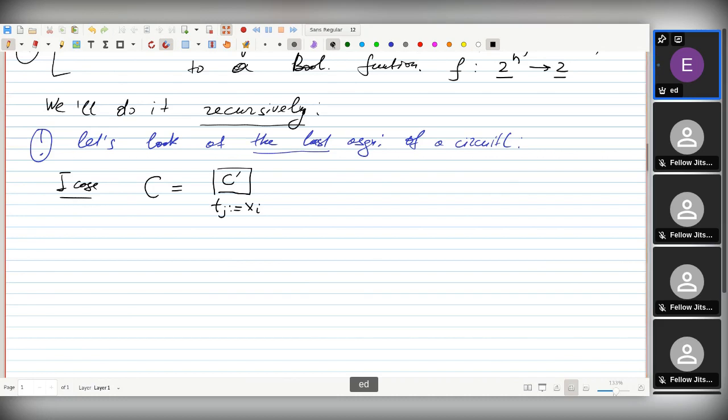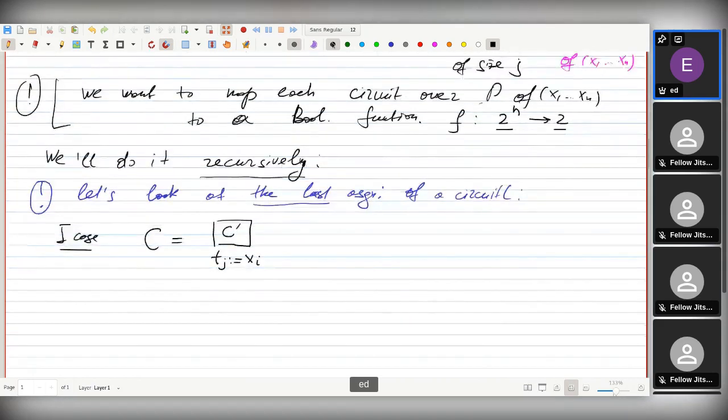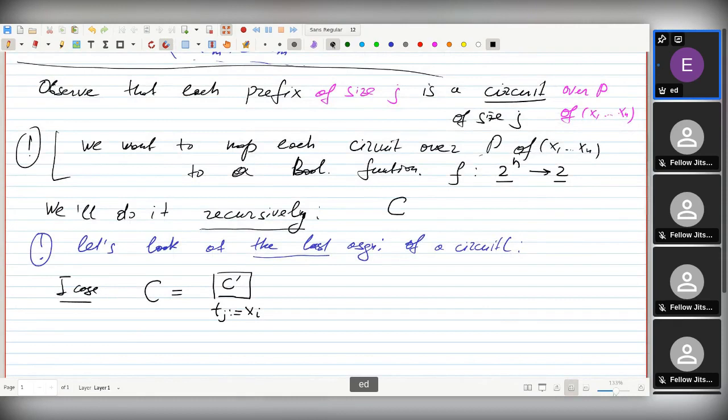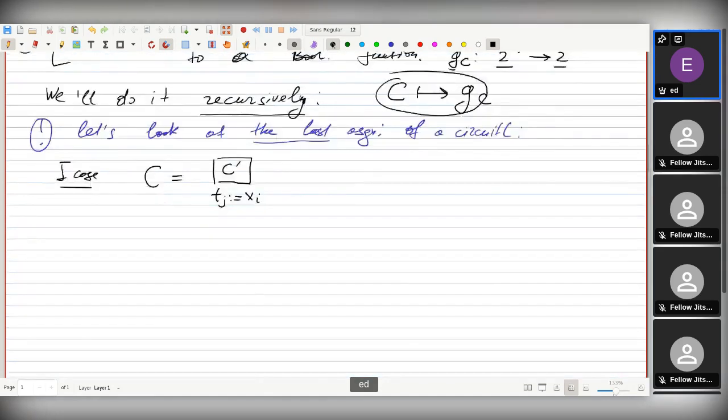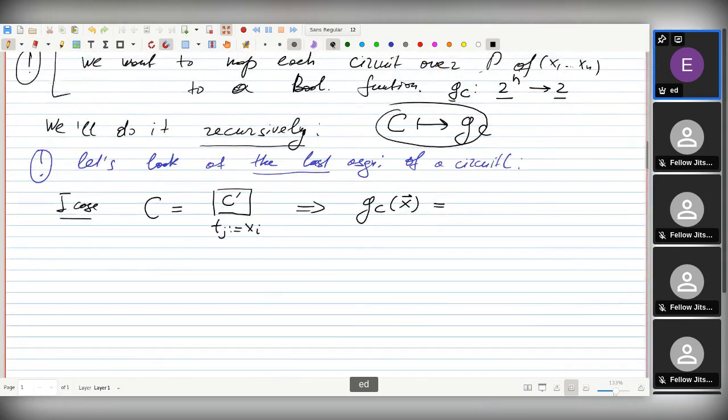So what will our function be? We are mapping circuits to functions. So this function will be called GC, the function that corresponds to our circuit C. So then, in this case, our function GC will do what? It takes n inputs and returns what should it return? It is obvious.